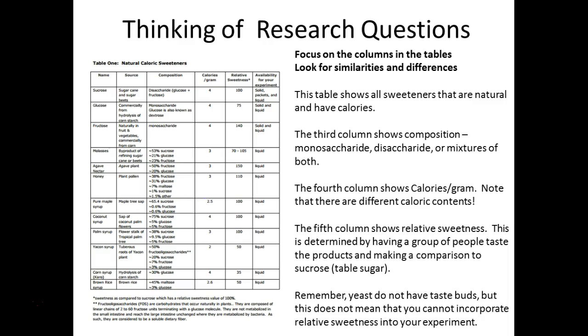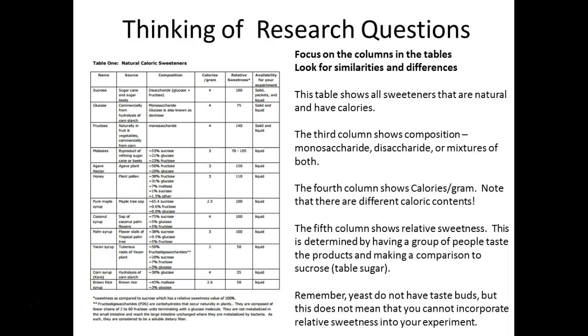Sucrose, glucose, and fructose all have the same number of calories per gram. So does coconut syrup and corn syrup. But then looking at yacon syrup, there's only 2 calories per gram. Maple syrup only has 2.5 calories per gram, so fewer calories there. Remember, calories are a measure of energy in food.